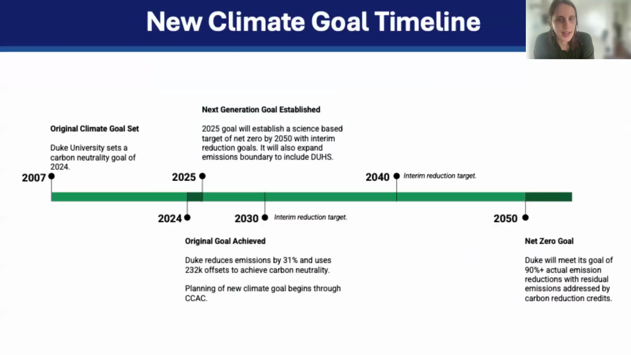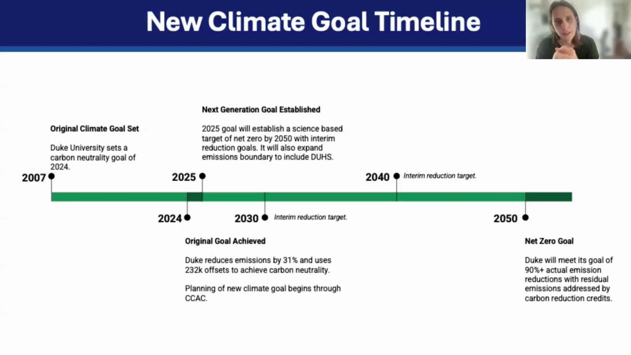Next slide. And so where do we go from here? We've met neutrality. We are currently working with an advisory committee to establish a next generation goal, pushing ourselves to go further. Our plan is to establish a science-based target of net zero by 2050. We're going to have interim reduction goals on this timeline. These are just examples. Interim reduction goals help us get to that net zero point.